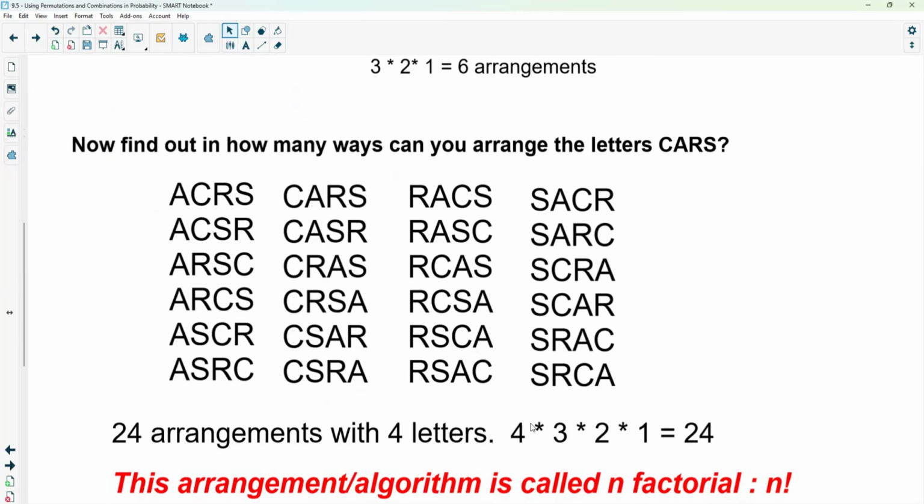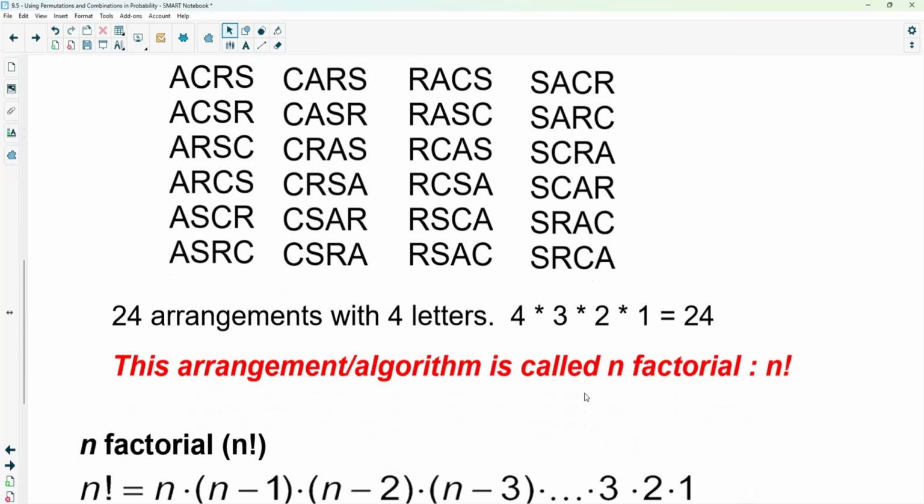Because now we have 4 possibilities for the first one, 3 possibilities for the second one, 2 possibilities for the third one, and 1 possibility for the fourth one. And then 4 times 3 times 2 times 1, that's 24. And the fun fact about this one specifically is that this type of arrangement multiplies by the previous number on a number line, if you want to think of it that way. So I had 4 letters, so it's 4 times 3 times 2 times 1. Well, I had 3 letters and 3 times 2 times 1. So you see how you're going down?